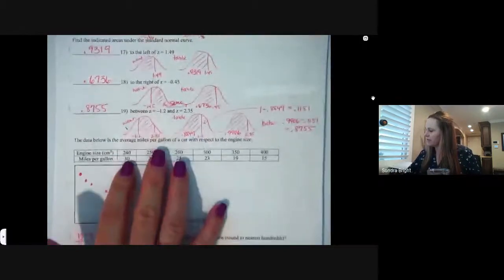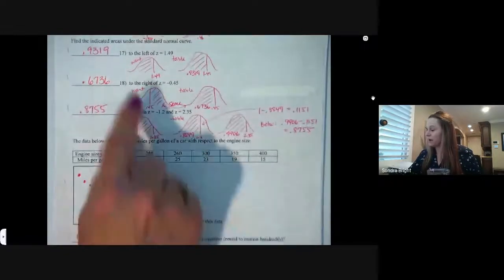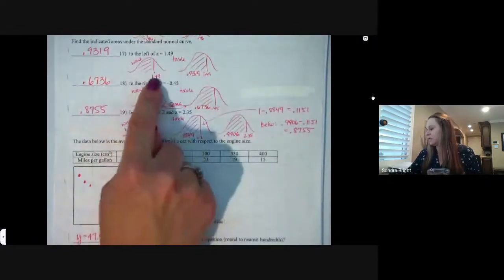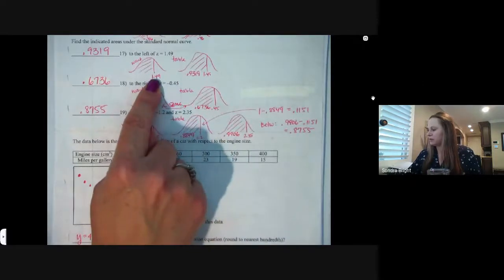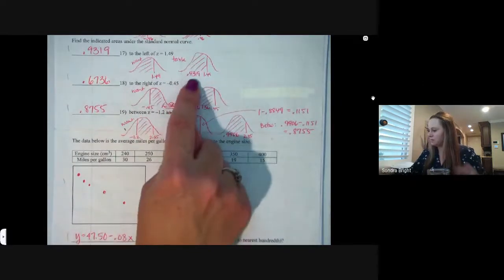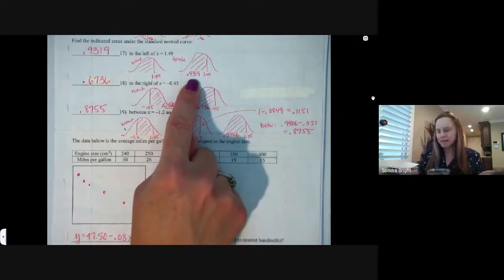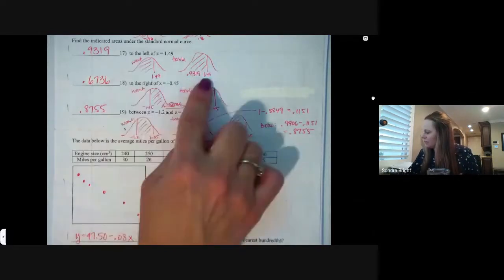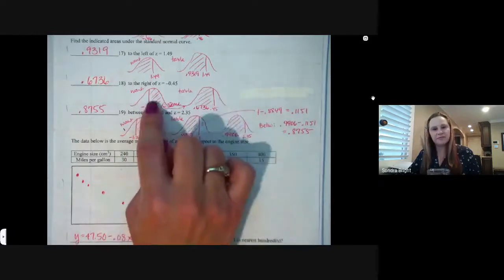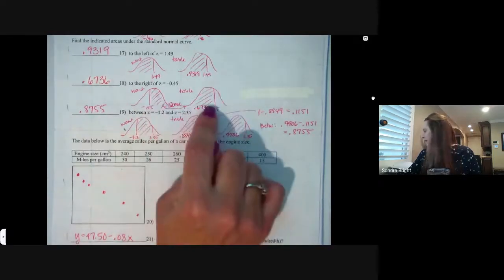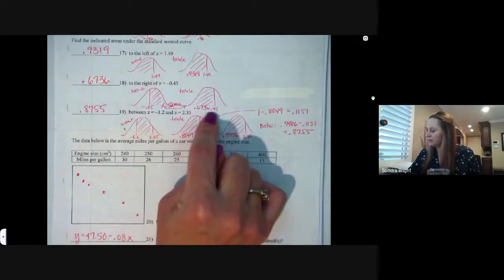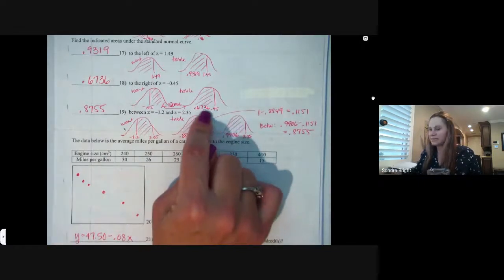Finding the indicated area under the curve. All right, so to the left of positive 1.49, that's a straight-up look up 1.49 on your z table, and it'll give you 0.9319. So what I wanted in the table perfectly matched. To the right of negative 0.45 will be the same. To the right of the negative is the same as to the left of the positive. So all I had to do is look up the area under the curve to the left of 0.45, and that gave me the 0.6736.